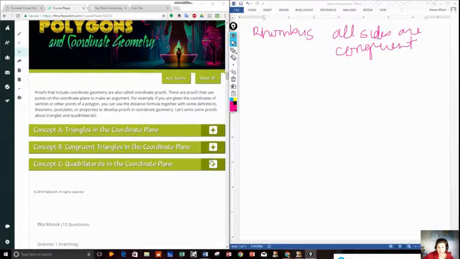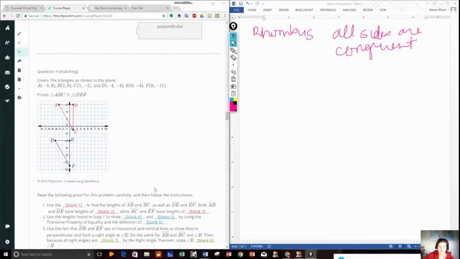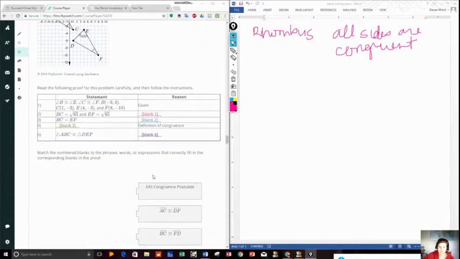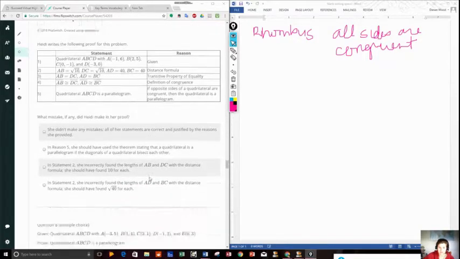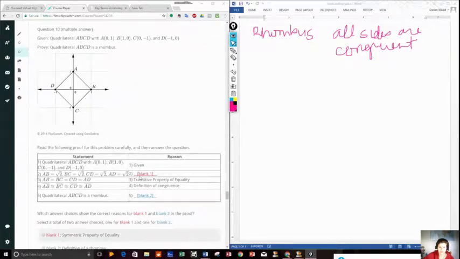Alright, so that's what my game plan is. So I need to prove that all of the sides are congruent. So I'm going to come down here, scroll down, back to question 10. Alright, so now we're going to read through this proof. Read the following proof for this problem carefully, then answer the question. So quadrilateral ABCD with A at 0, 1, B at 1, 0, and C at 0, -1, and D at -1, 0. That is a given. It's given right here. It even says it, given.